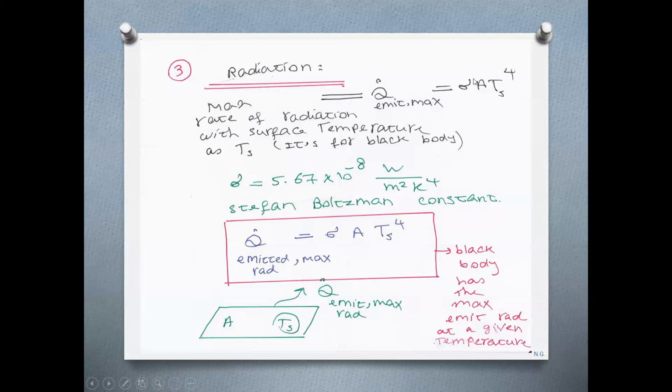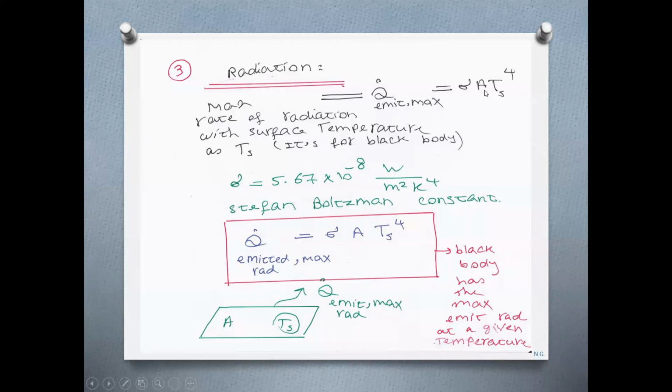For sigma, it's Q dot divided by A, and then divided by Ts to the power of 4. So watt is the unit for rate of heat transfer, meter square is the unit for area, and Kelvin is the unit of temperature. In the SI system, the unit for the Stefan Boltzmann constant, sigma, is watt divided by meter square divided by Kelvin to the power of 4. That is called the Stefan Boltzmann constant.